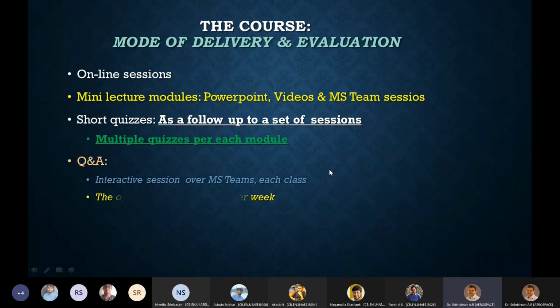And there is an interactive session, as you know, which is reserved for Saturdays. Saturday sessions are reserved for Q&A. Though they are optional, whenever you have any questions or doubts or anything to be clarified, or anything related to the course to be discussed, we can make use of that slot.